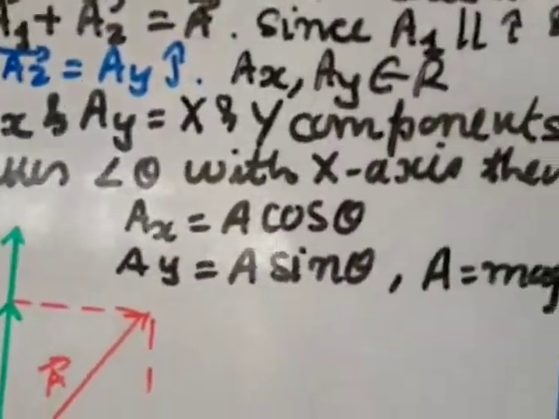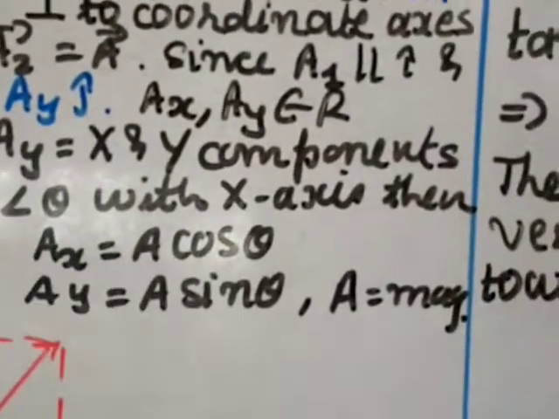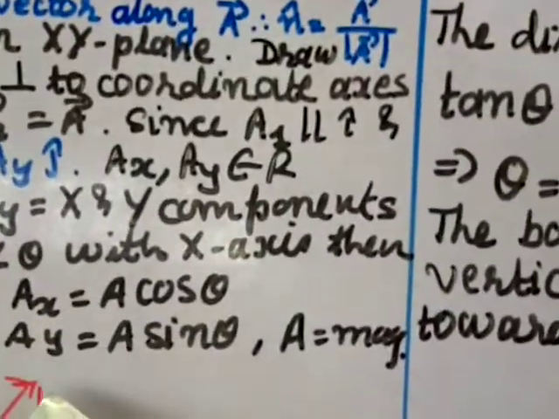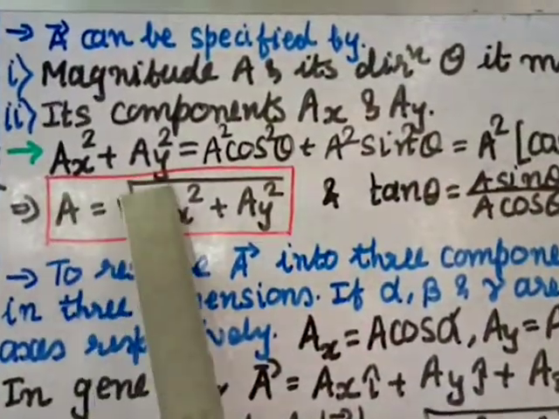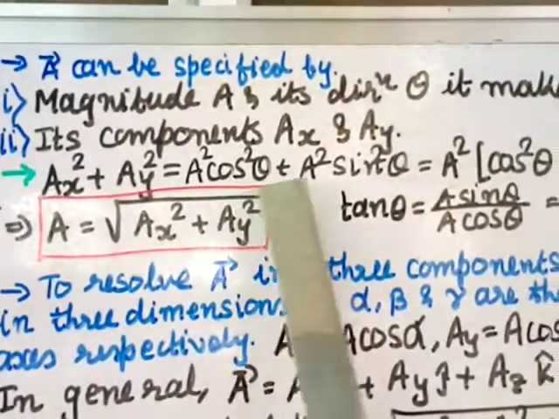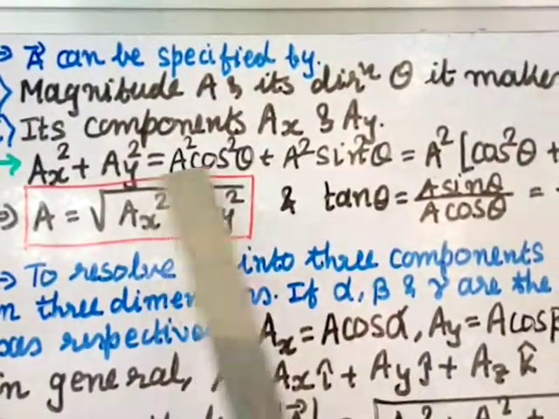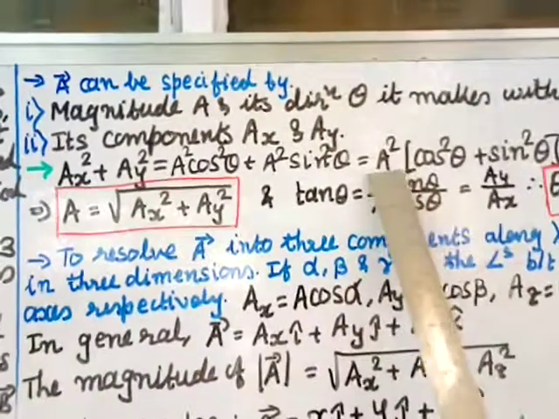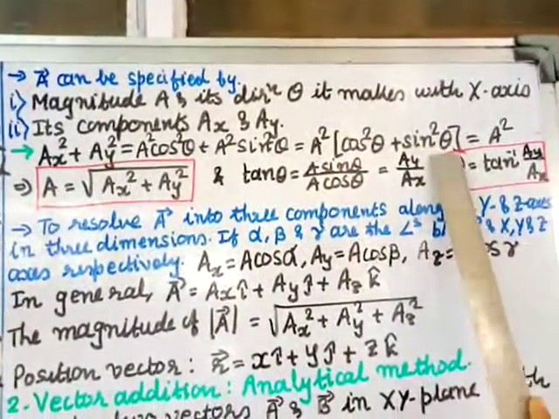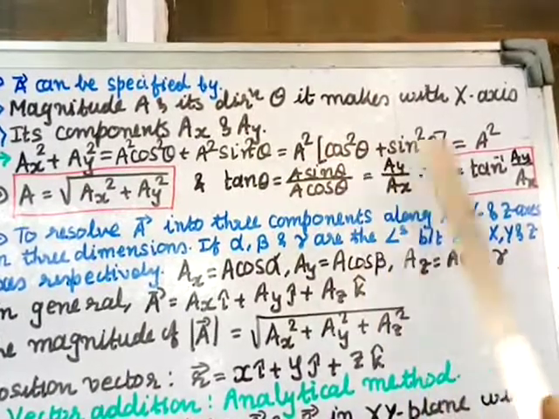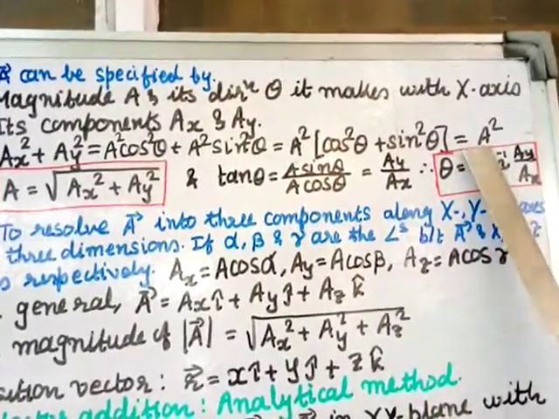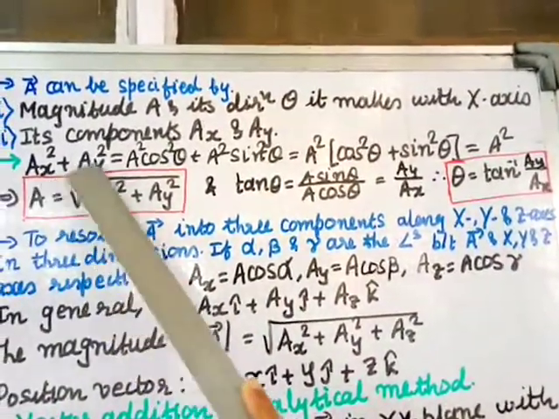Now I will square these and add together. So Ax square plus Ay square is equal to A square cos square theta plus A square sin square theta. If you take A square common, you get A square times cos square theta plus sin square theta. But this value by trigonometry, you know, is 1. So A square into 1 gives you A square. So A square equals Ax square plus Ay square.